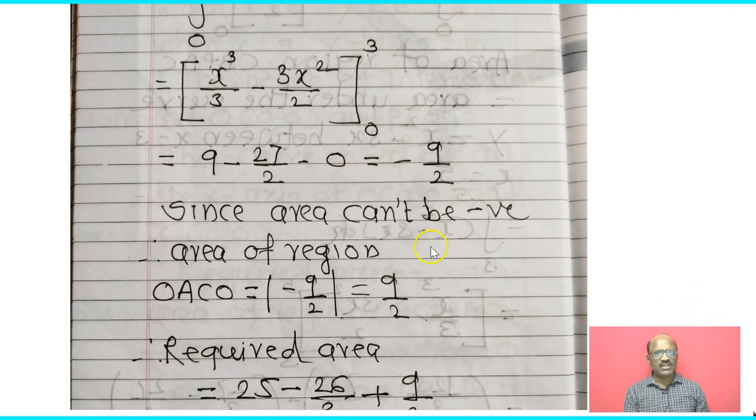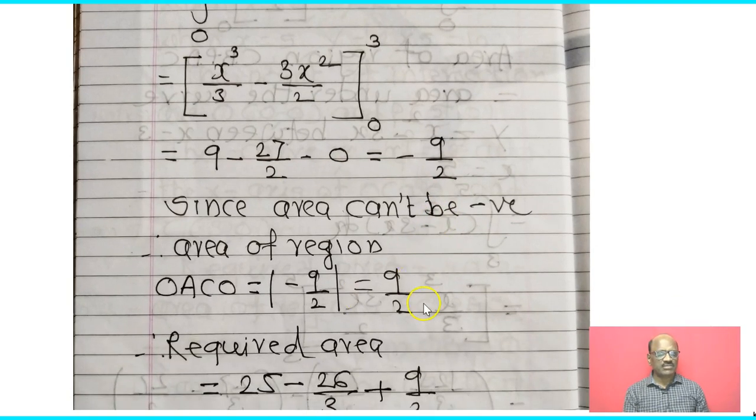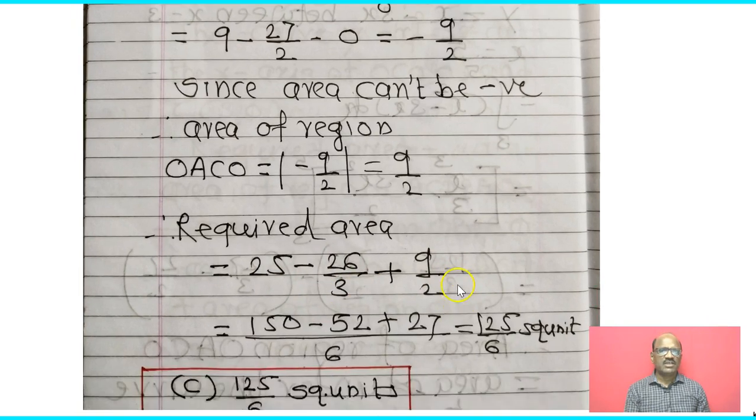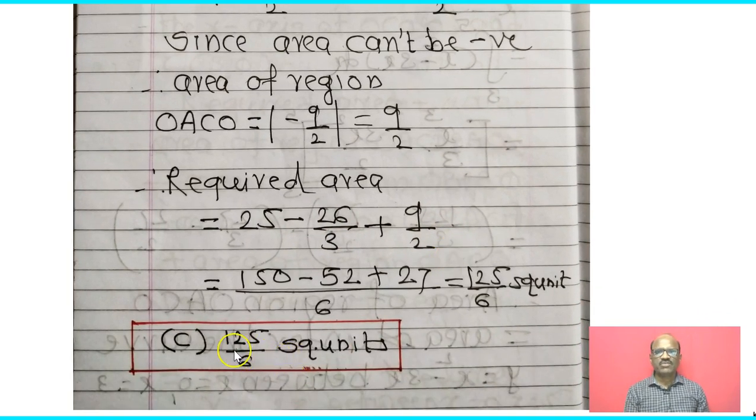Since the area cannot be negative and its value is 9 by 2, therefore the required area, that is we add this area, that is 125 upon 3 minus 9 by 2... plus 9 by 2, and after the simplification you will get 125 upon 6 square unit.